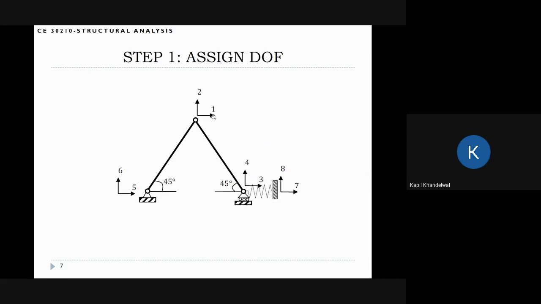So this is the first degree of freedom. This is the 2nd degree of freedom. They are both free degrees of freedom. This is the 3rd degree of freedom. This is also free. And then I have labeled 4, 5, 6, 7, and 8. So these are the 8 degrees of freedom in this structure. And now we want to assemble the system and understand the stability of the system.